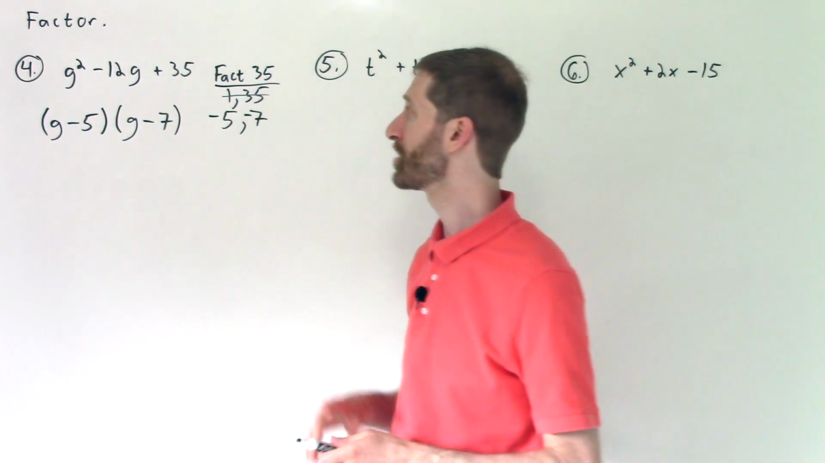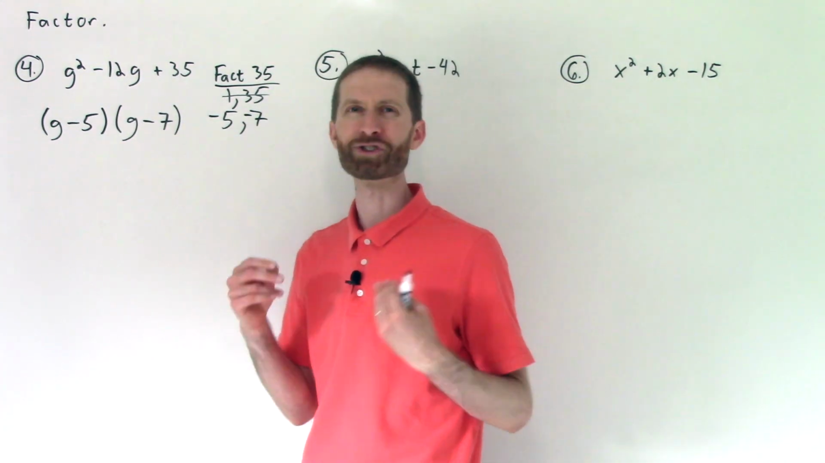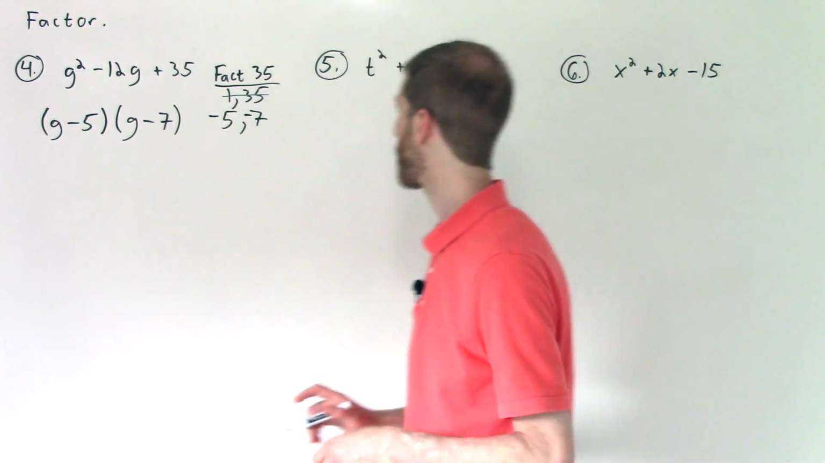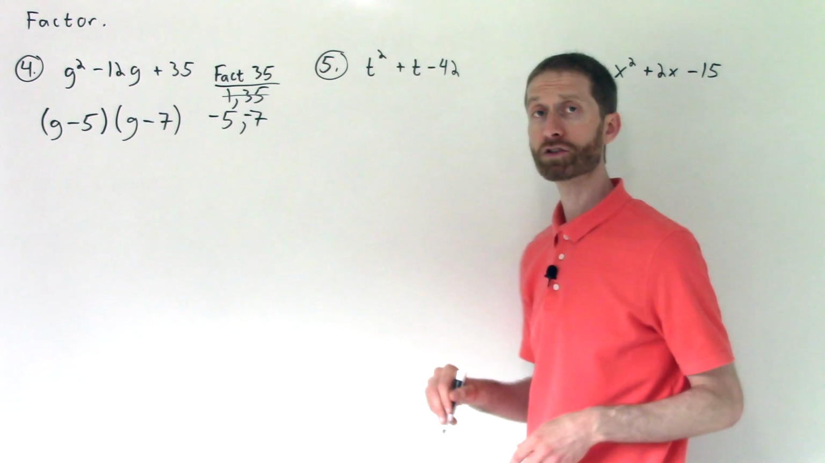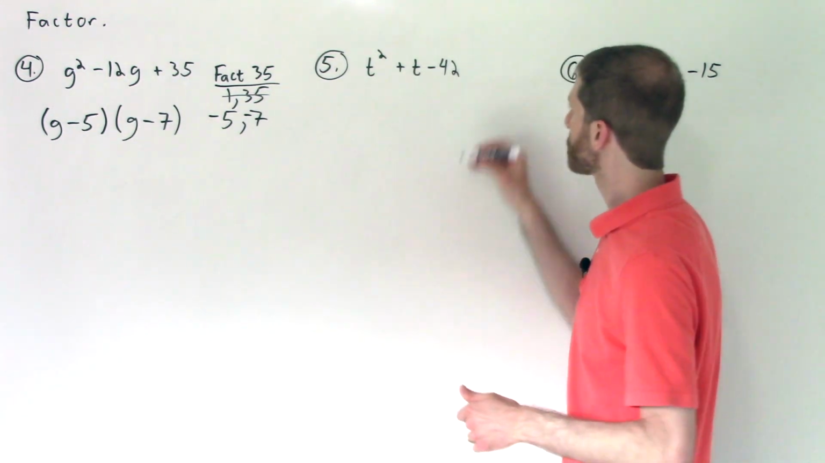But keep checking until you get really good with factoring, because by learning how to go forwards and FOILing like in your sleep, factoring becomes that much easier. Okay, let's keep rocking and rolling. t squared plus t minus 42. Looking at this, again, I need factors of 42, so I'm going to write those out.